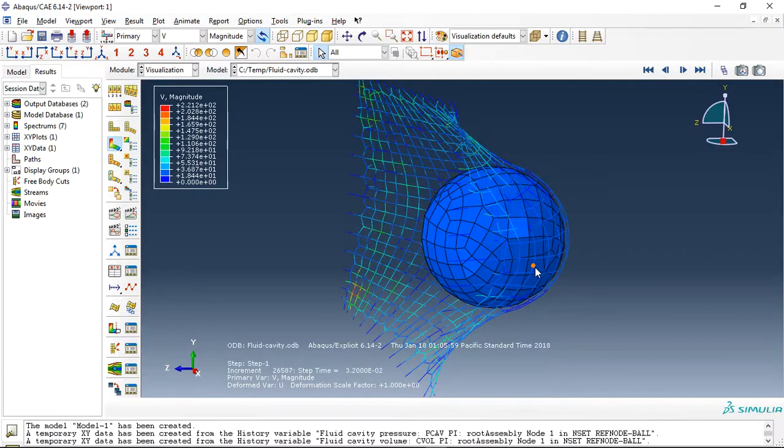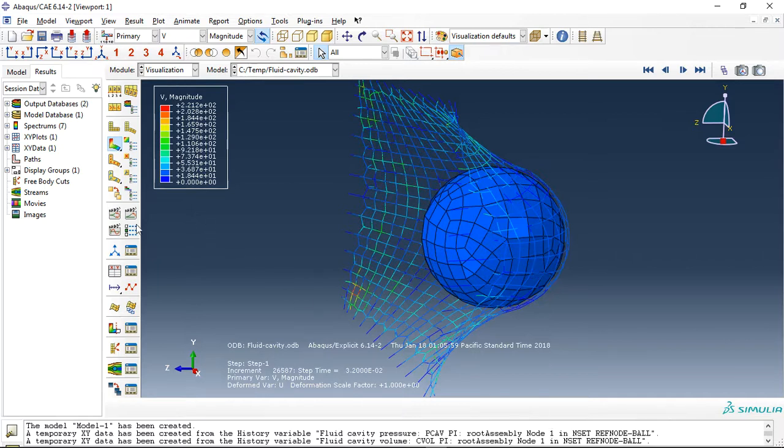Today I did a model of a soccer ball impact to the net. The ball was modeled as a shell element and the net modeled as a truss element. For modeling gas behavior inside the ball, I used a fluid cavity, and the gas was modeled with molecular weight, a universal gas constant, and initial pressure.